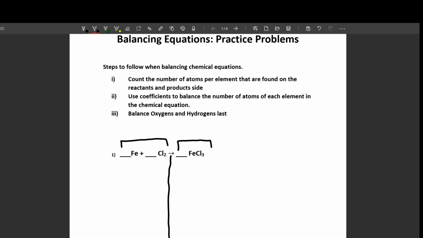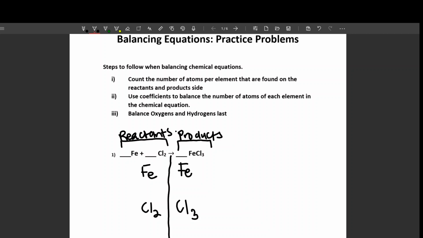We have 2 elements. We have one iron. We have 2 chlorines, right? 2 chlorines, and that's on the reactant side. Let's look at the product side. Let me actually just label this. These are the products, and these are the reactants here. There we go. So products, we have one iron. We have 3 chlorines. Okay.